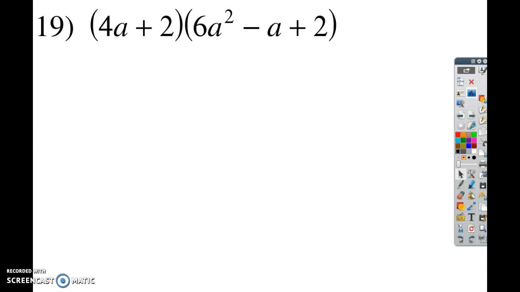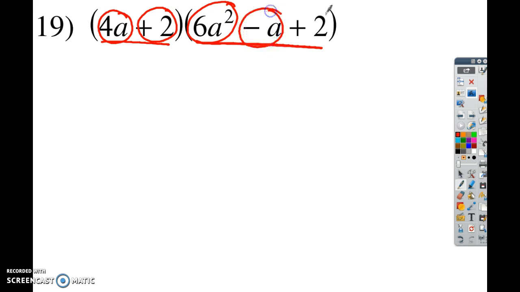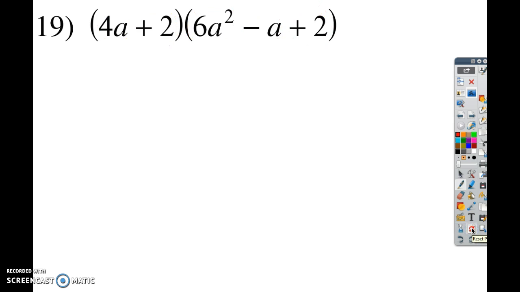On the Kuta worksheet in the back, problem 19, this is a binomial times a trinomial. Binomial means that it has two terms, 1, 2. Trinomial, this one right here, means that it has three terms, 1, 2, 3. So we're going to be multiplying a binomial times a trinomial.